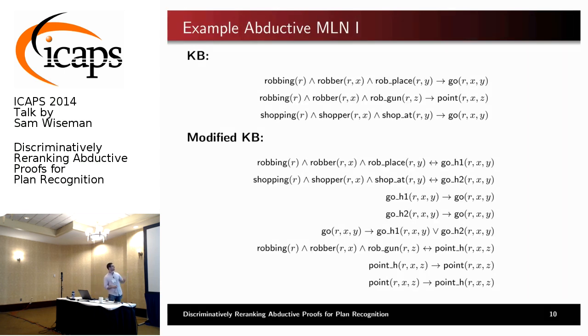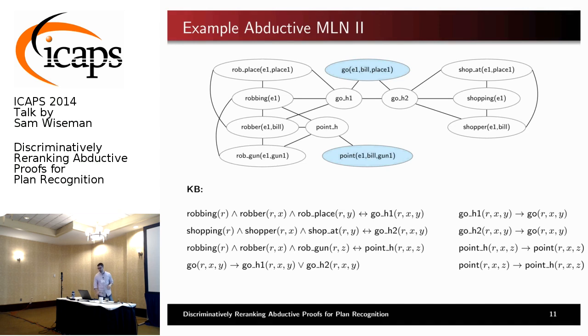Cool. So let's see quickly an example. These first two axioms in the KB are what we've seen before. I've added a third one, and this one relates also to going. So you might go somewhere if you're robbing it, but you also might go somewhere if you're shopping there. We can modify the KB using the scheme I just mentioned. I've done that here. And now let's look at the induced MLN. This is now an abductive MLN.